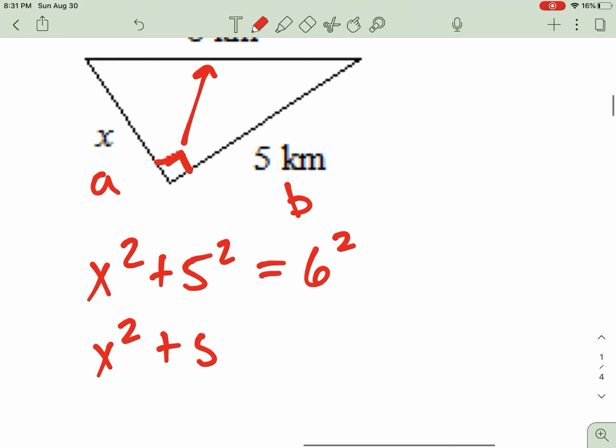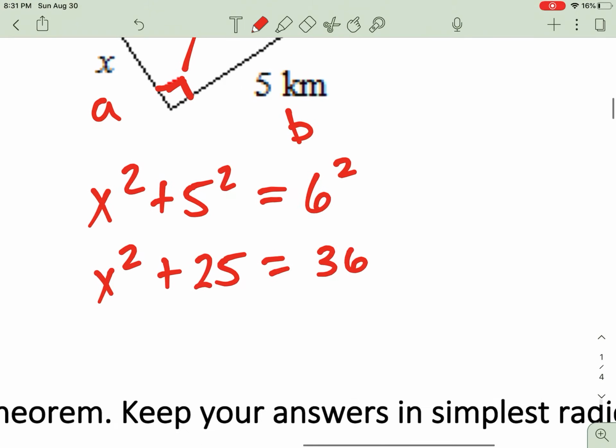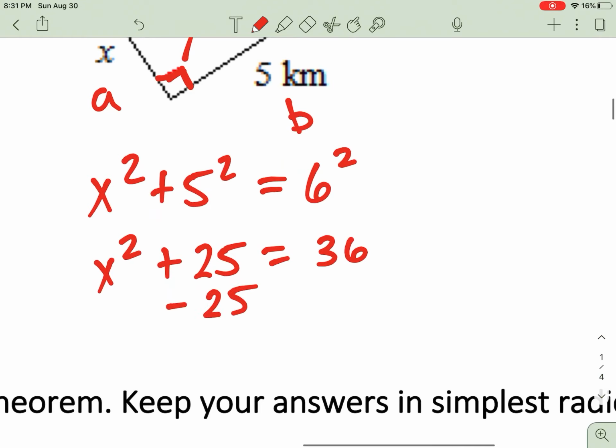Okay, so we're just solving the problem here. 5 times 5 is 25. 6 times 6 is 36. Okay, we're going to subtract 25. Subtract 25. X squared is 11.